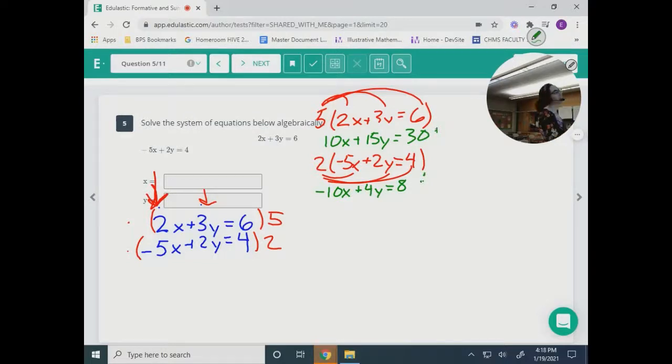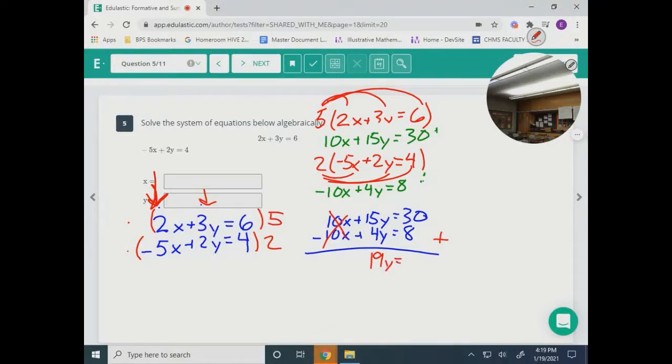I need to do my elimination. I need to set them up and do it out. So I have a 10x plus 15y is equal to 30. I have a negative 10x plus 4y is equal to 8. Okay, these x's cancel out when I add together. I have a 19y is equal to 30 plus 8 is 38.